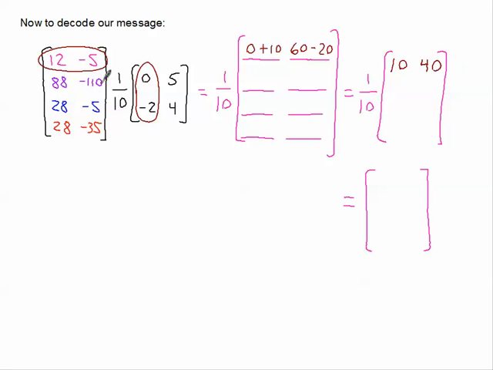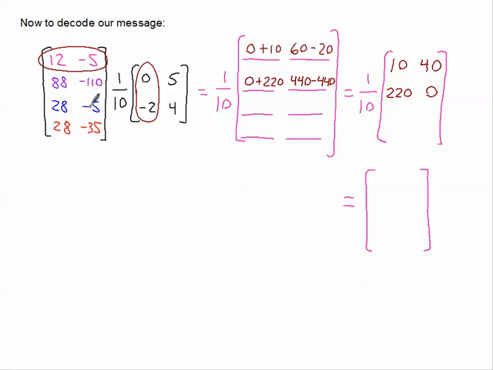Next row, big numbers here. 88 times 0, well, that's not too bad, 0. Negative 110 times negative 2 is positive 220. So that's 220 right here. 88 times 5, I see 80 times 5 is 400, and 8 times 5 is 40, so that's 440. Negative 110 times 4 is negative 440. Well, that just cancels out to 0.